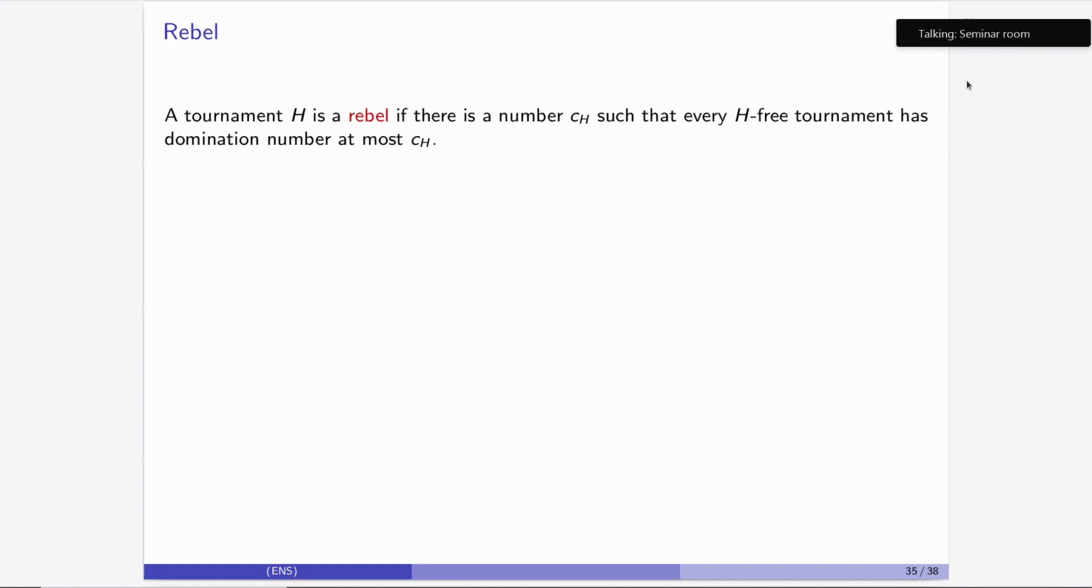Okay, last thing, last conjecture, a very nice conjecture. So we saw heroes and gentlemen, and now we are going to see a rebel. So a tournament H is a rebel if it bounds the domination number. So H-free tournaments. There's a question.